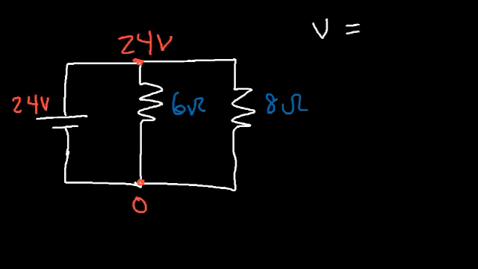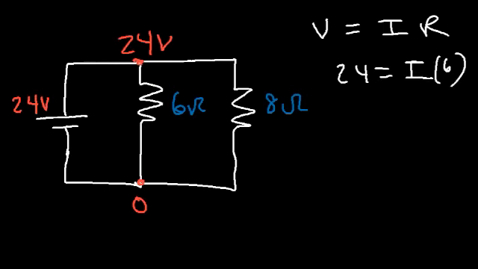So let's use the equation V equals IR. So let's start with the 6 ohm resistor. There's 24 volts across the 6 ohm resistor. So 24 divided by 6 will give us a current of 4 amps.